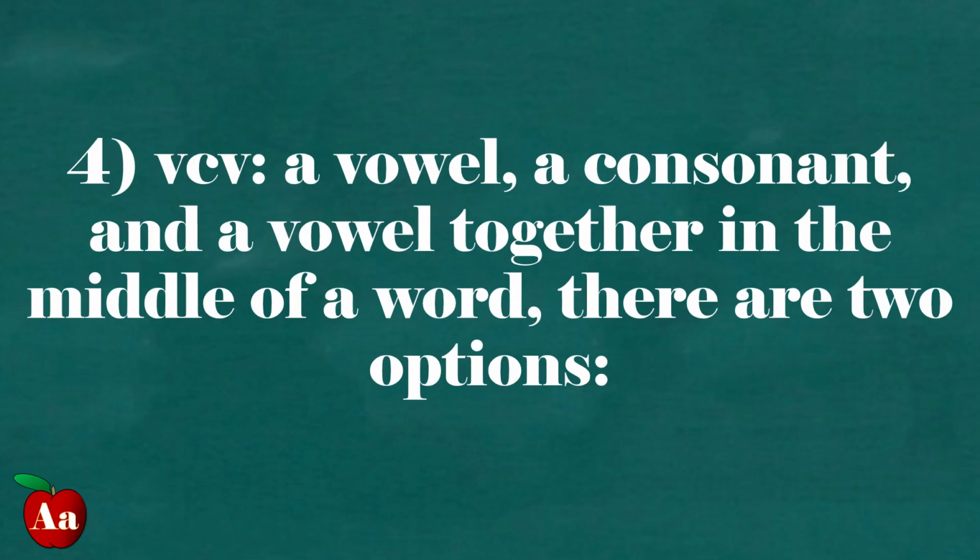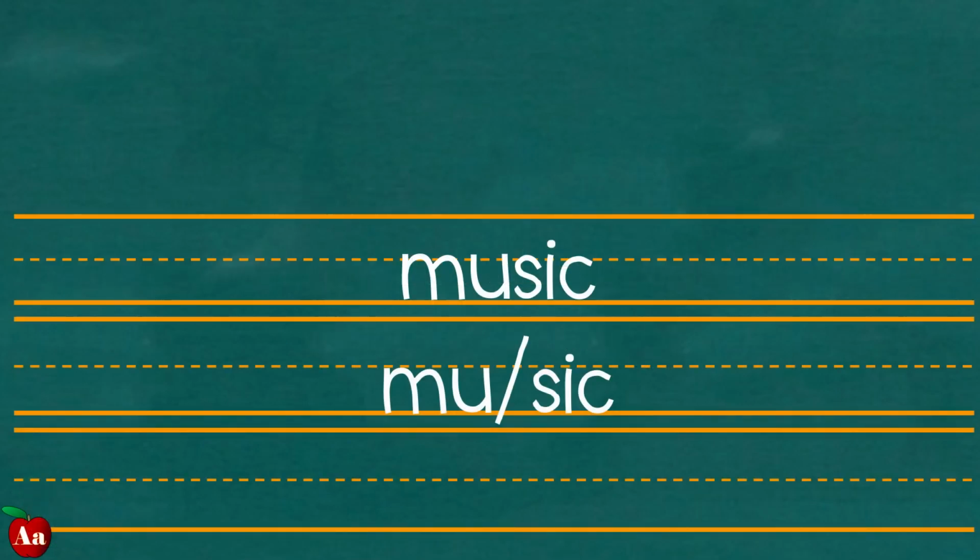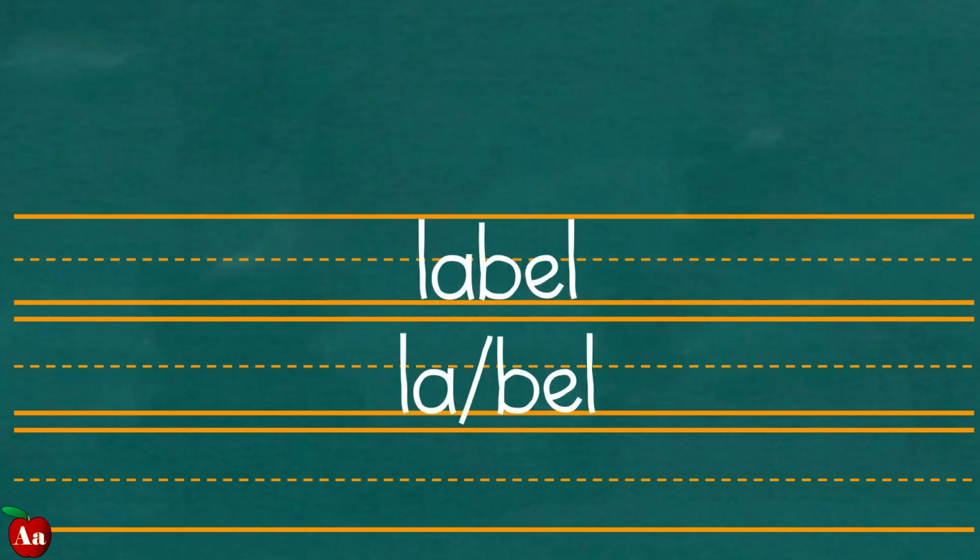Number 4, when you have a vowel, a consonant, and another vowel together in the middle of a word, there are 2 options. Option A, divide before the consonant and the first vowel is usually long. Music is divided between the U and the S. Label is divided between the A and the B.